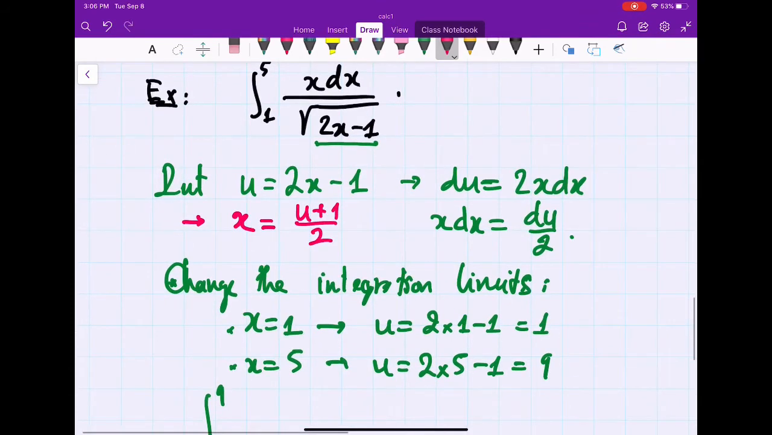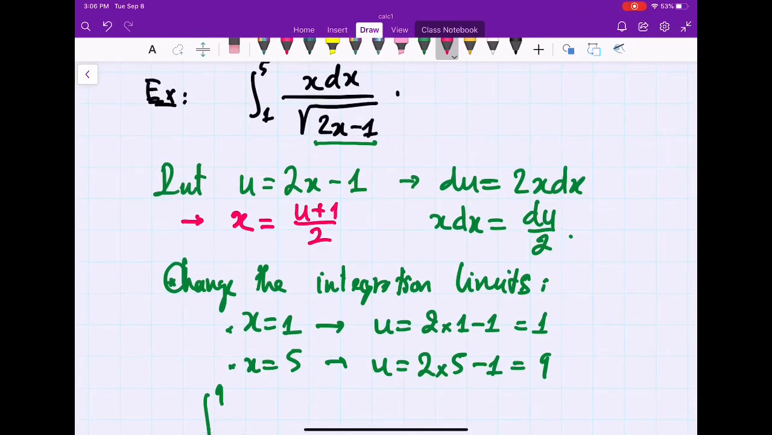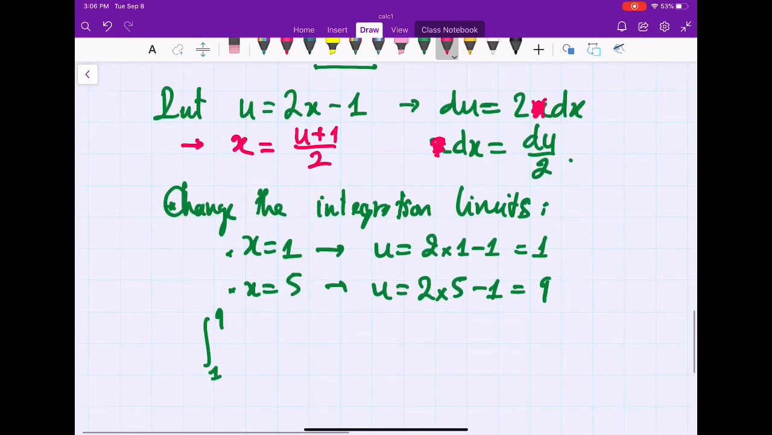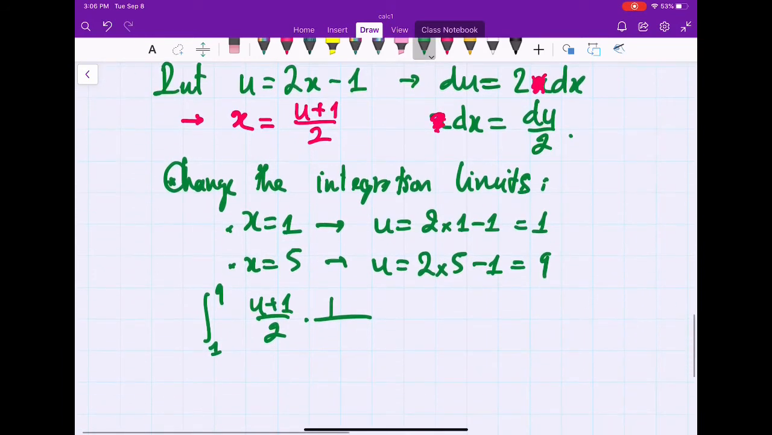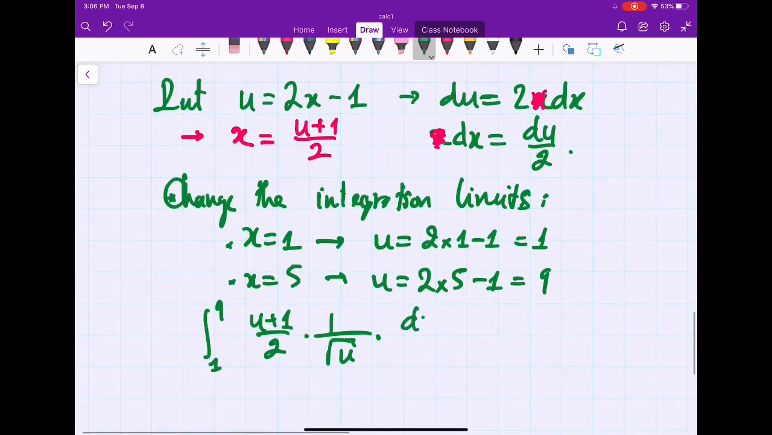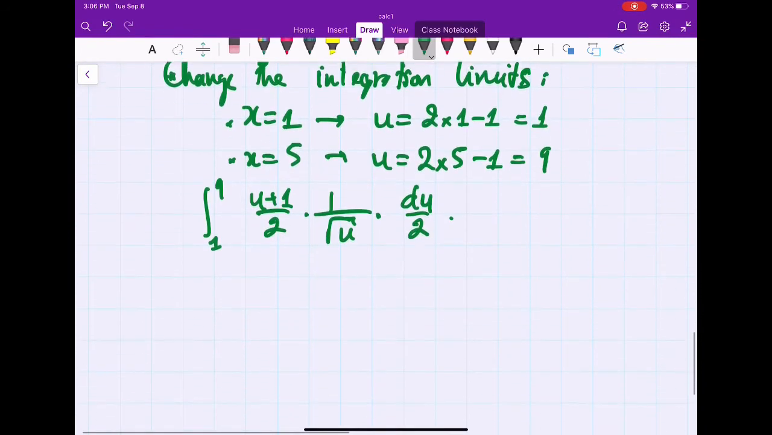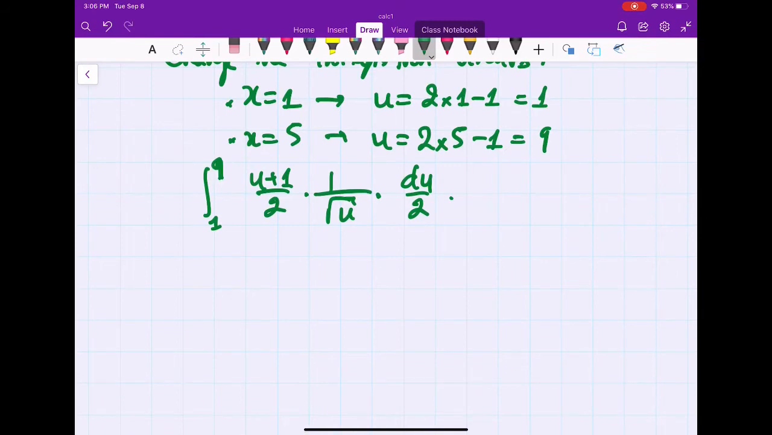All right, so I'm sorry, we are wrong here. We don't have x in here. Sorry for this. It's not that place. Just dx equal to du over 2. I think I have x equal to u plus 1 over 2 and 1 over square root of u, right? And then dx is just du over 2. That's my integral from 1 to 9.